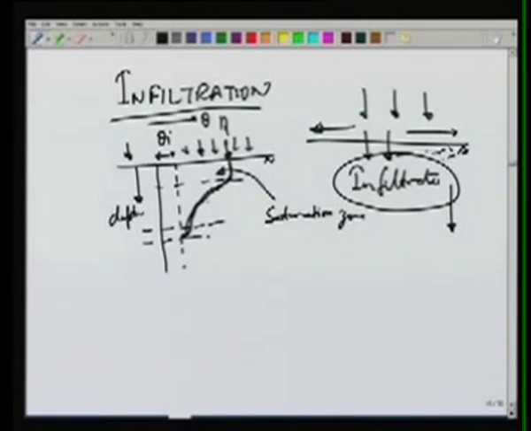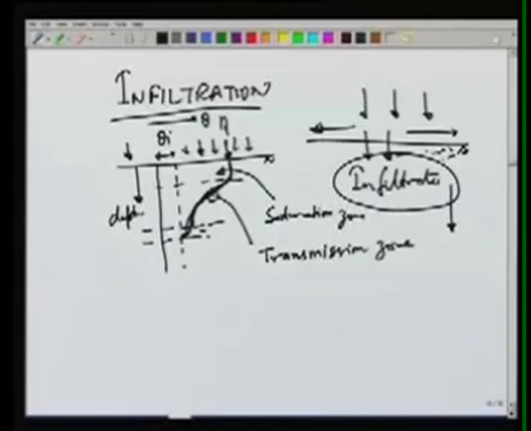So the second zone will be unsaturated. It will have partial air saturation, partial water. So we can call this the transmission zone. So water is being transmitted or infiltrated, and the voids are partially filled with air and partially with water.